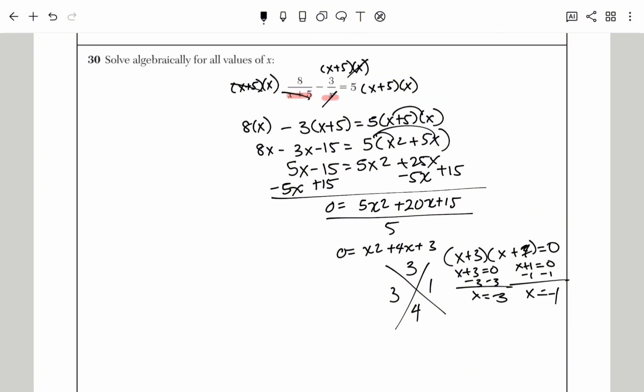And so I'm going to write here on the side my check. I'm going to first check for x equals negative 3. So I'm going to put in 8 divided by (negative 3 plus 5), minus 3 divided by negative 3, equals 5. So I'm going to get 8 divided by 2 plus 1 equals 5, so that's 4 plus 1 equals 5, 5 equals 5, that is correct. So x equals negative 3 works.